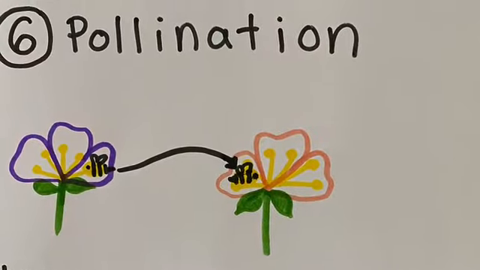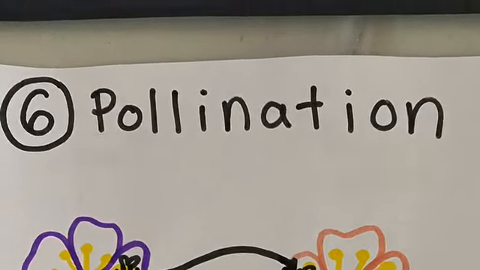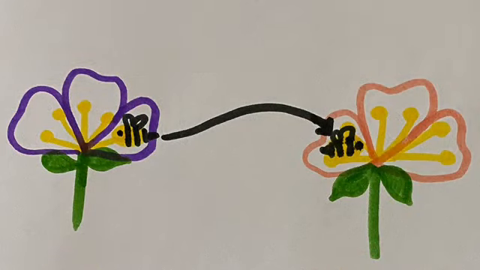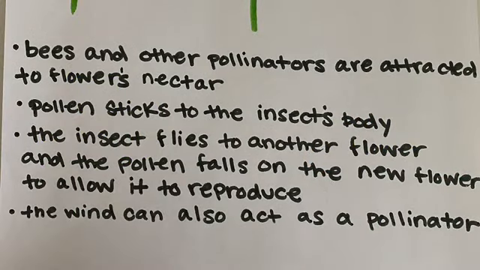We have now made it to the final stage of our plant's life, and that is pollination. So in order for our plants to reproduce, kind of like we talked about during the flower stage, they must have this pollen or their seeds spread to a new flower or plant. So bees and other pollinators are attracted to the nectar of the flower, and when they go in to get this nectar, the pollen can stick to their body, and then they can fly to another flower, and the pollen falls onto the new flower, allowing it to reproduce.